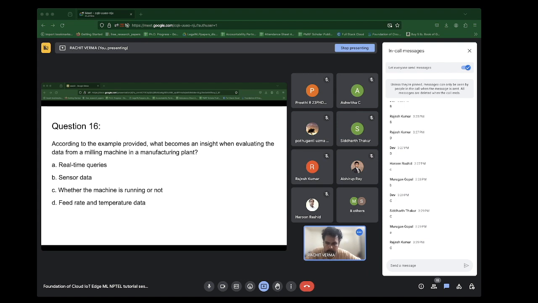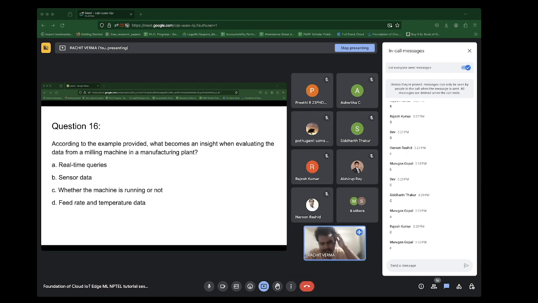Is it A, real-time queries, B, sensor data, C, whether the machine is running or not, or D, feed rate and temperature data? C, whether the machine is running or not. Okay, yes. So that is the correct answer.